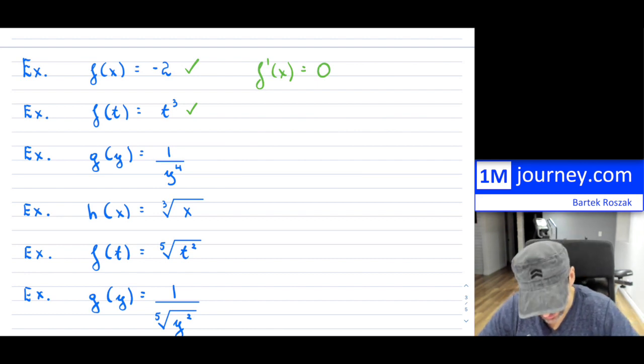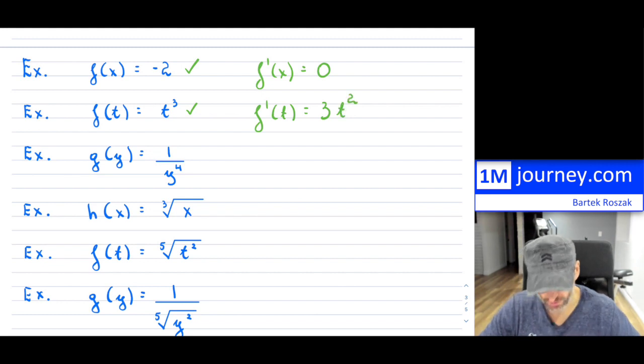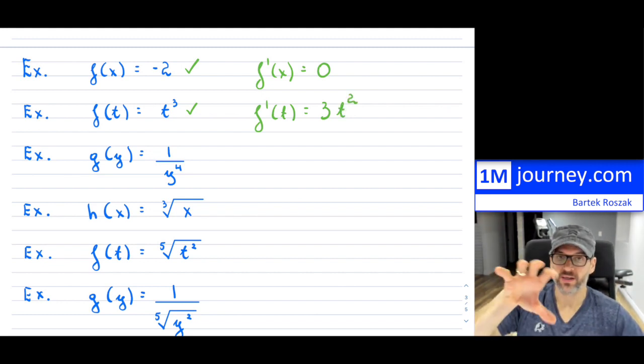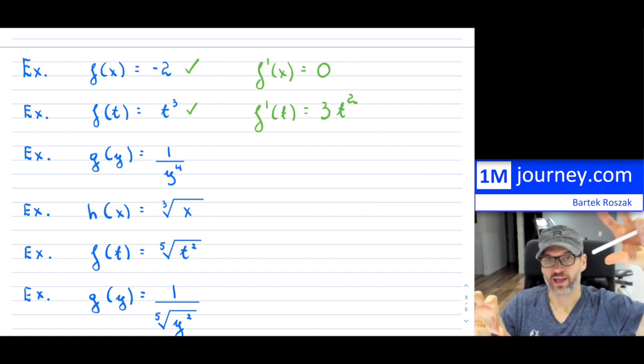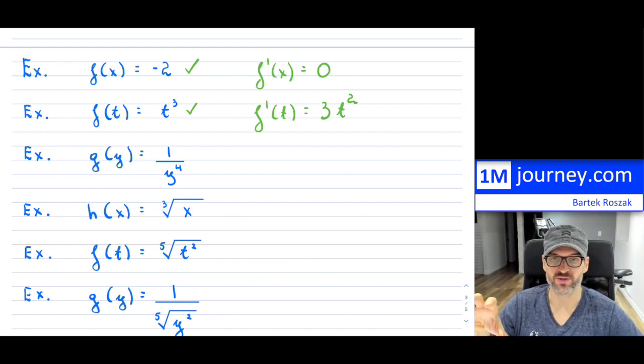With the exponent, notice that this is with respect to t. So I've changed this, but it's still the same, so it's just a variable. So 3t to the 2. The exponent comes to the front, and then you're subtracting 1 from the exponent. So that's the derivative.